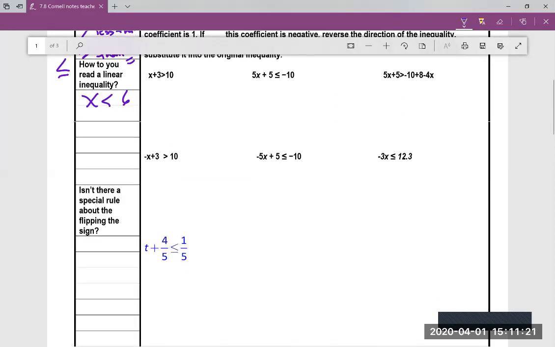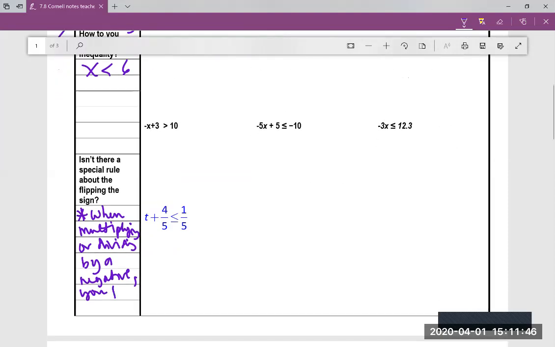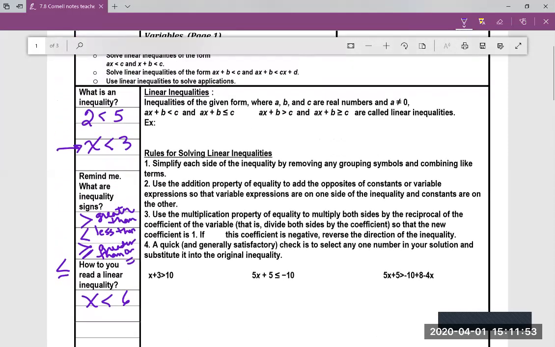Isn't there a special rule about flipping the sign? Yes. I'll remind you when we get there. But when we do any type of multiplying or dividing by a negative, you are going to have to flip the inequality sign. I'll remind you of that when we get to some of these practice problems.